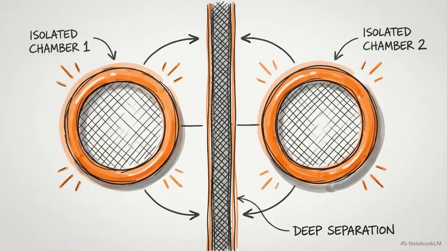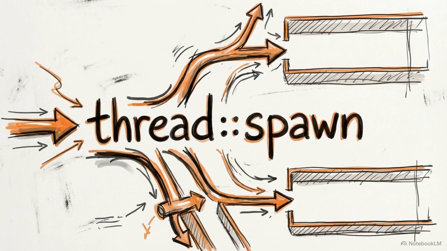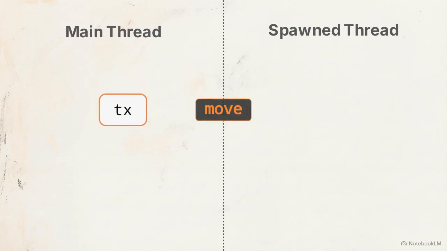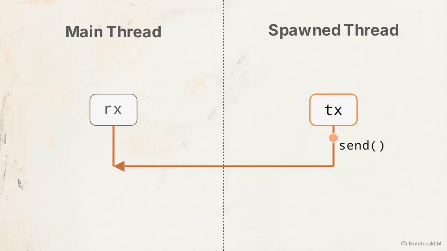To make use of this channel, we need to run parallel computations outside our main execution loop. We do this by instantiating a new thread using the thread.spawn function. This diagram illustrates the memory boundary between threads. To cross that gap, the move keyword takes complete ownership of the transmitter. Now secured in the new thread, calling send pushes a discrete message into the pipeline.